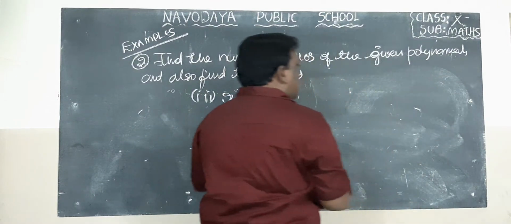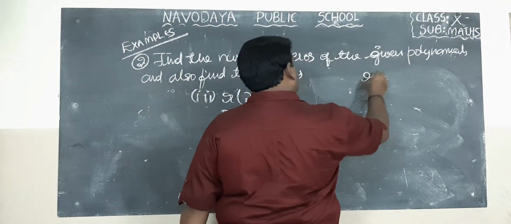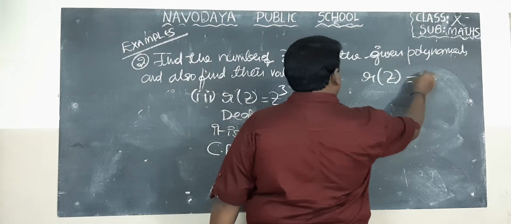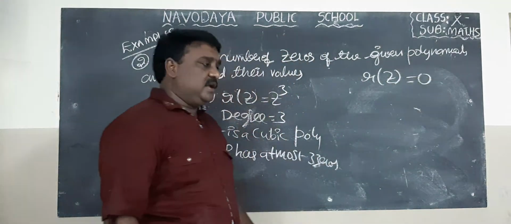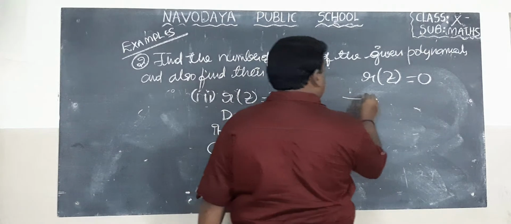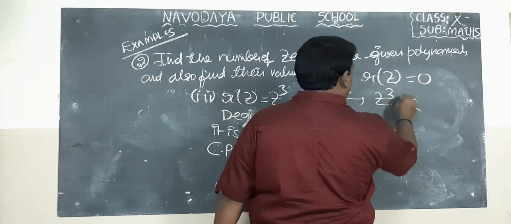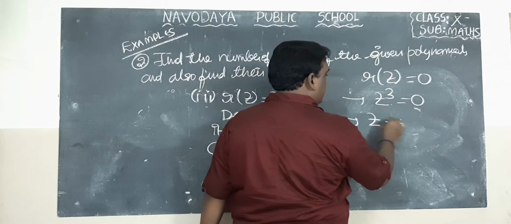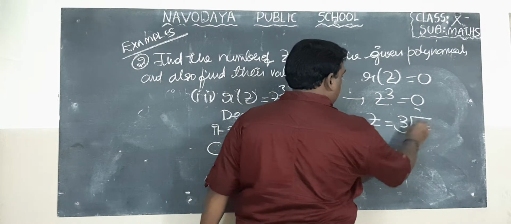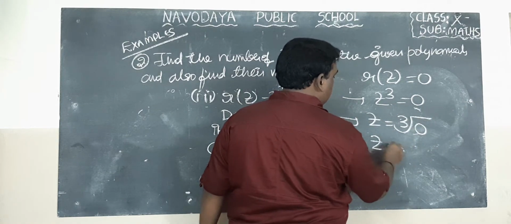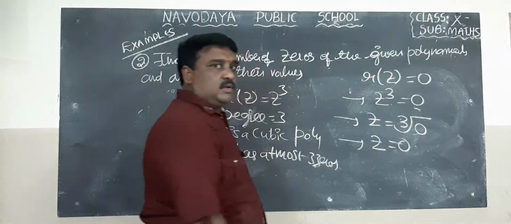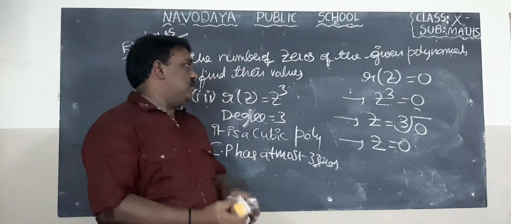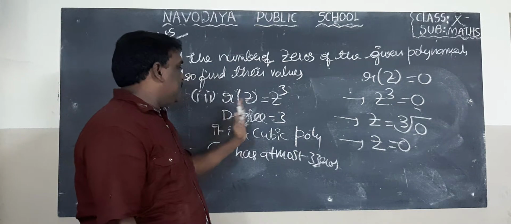So R of z equal to 0. What is R of z? Z cube equal to 0. Z equal to, cube becomes cube root 0. What is cube root 0? 0. So what is the z value? 0. So it is a degree 3.